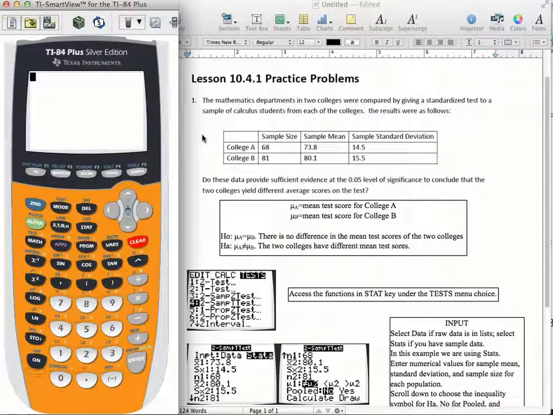The mathematics departments in two colleges were compared by giving a standardized test to a sample of calculus students from each of the two colleges. The results were as follows. We're given the sample size, the sample mean, and the sample standard deviation for the test score results in College A and College B. The question is, do these data provide sufficient evidence at the 0.05 level of significance to conclude that the two colleges yield different average scores on the test?